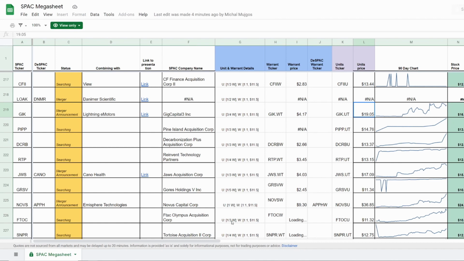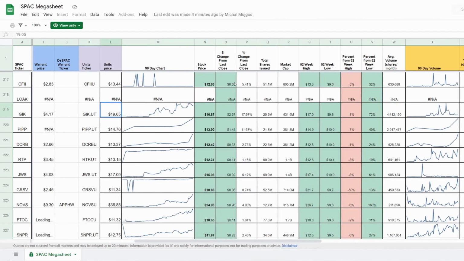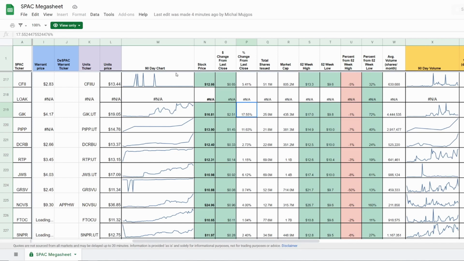If you want to trade the common stock, there are multiple columns that support trading the common stock. These are columns you should already be familiar with if you are trading ordinary stocks, for example, Tesla, Hyliion, whatever stocks. So you have the 90-day chart column, which shows the price movement over the past 90 days. And then you have the column change from the last close, which shows the difference between the price before and after the close.